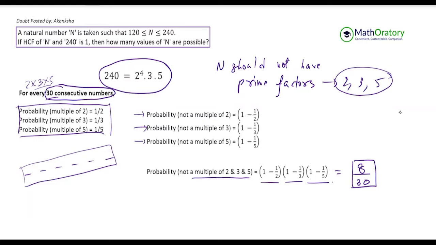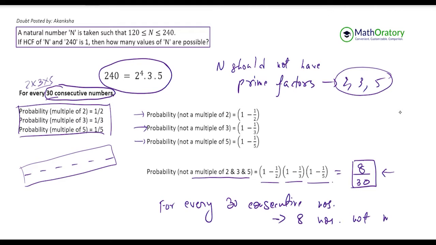So if the probability is 8 by 30, we can claim that for every 30 consecutive numbers, there will be 8 numbers which satisfy this condition, that is, not a multiple of 2, 3, and 5. Just the order is changed, ignore that. So 8 numbers that are not multiples of 2, not multiples of 3, and not multiples of 5. So if for every 30 consecutive numbers we have 8 numbers, now consider the range here.